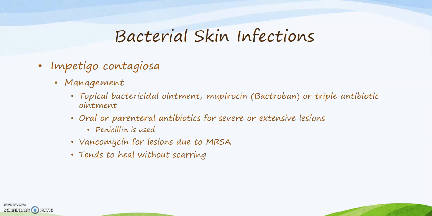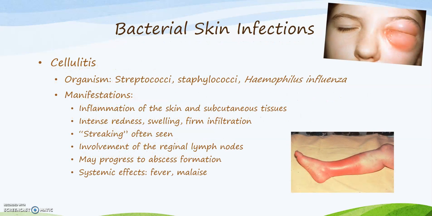Fortunately, impetigo does tend to heal without scarring for the child, which is a benefit of the pediatric population. Another bacterial skin infection is cellulitis, and I'm sure you've seen this also in the adult population. There are 3 different microorganisms listed here that can cause the cellulitis: streptococci, staphylococci, and Haemophilus influenzae. These are the 3 most common microorganisms causing cellulitis.